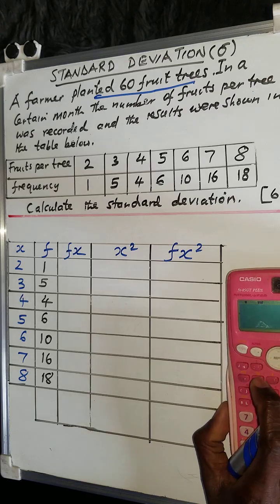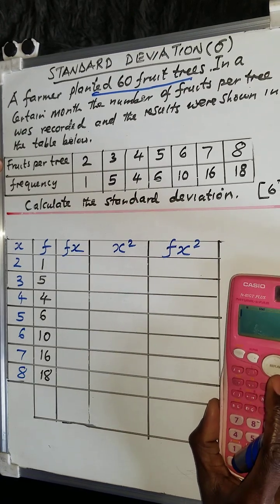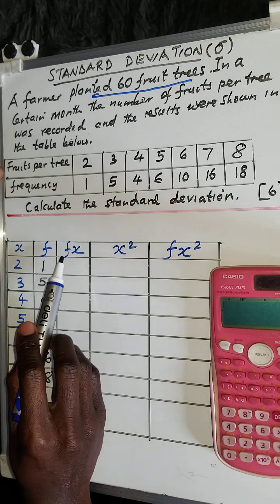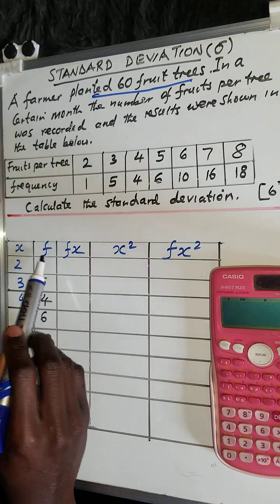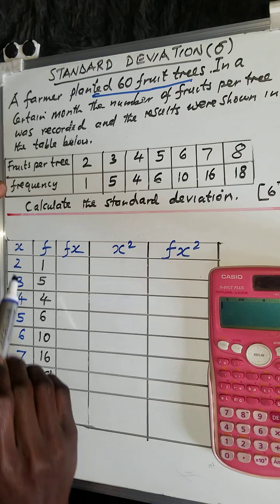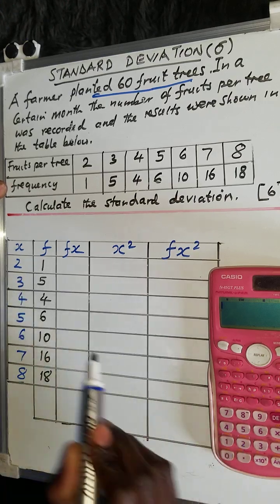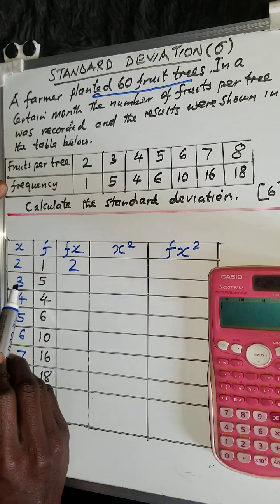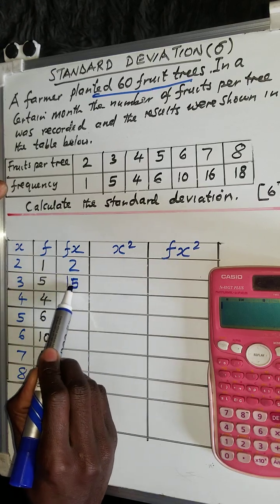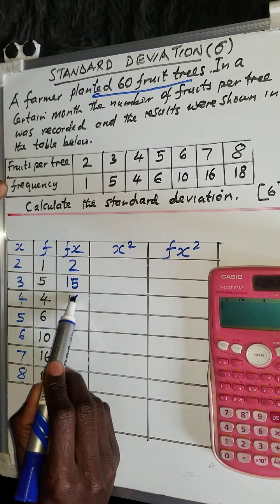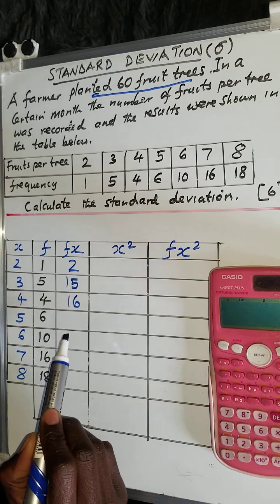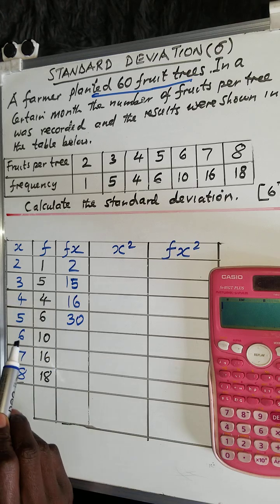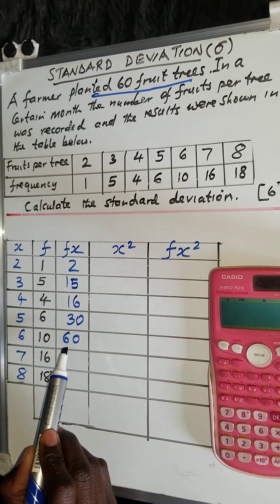Then the next thing that you're going to do, remember, like I told you, don't waste time in the exam. If you're able to see on my calculator, that is good. This one indicates that you need to multiply f and x. So what is 2 times 1? It will simply give you a 2. 3 times 5, that will give you a 15. 4 times 4, that is a 16. 5 times 6, that is a 30. Please, you can use your calculator. 6 times 10, that will give you a 60.